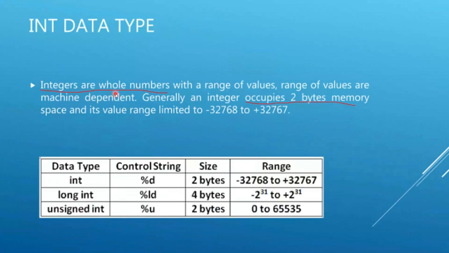And further we go with the int data type. Int data type is used to store integer values in the range of -32,768 to +32,767. And this integer data type takes 2 bytes of memory.